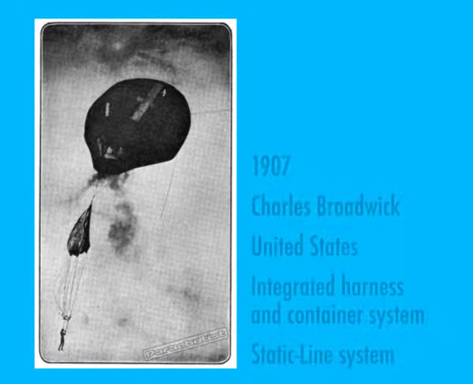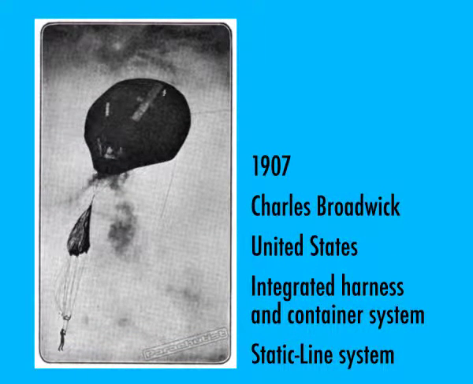In 1907, Charles Broadwick demonstrated two key advances in the parachute. He folded his parachute into a pack that he wore on his back, and the parachute was pulled from the pack by a static line attached to the balloon that he invented.